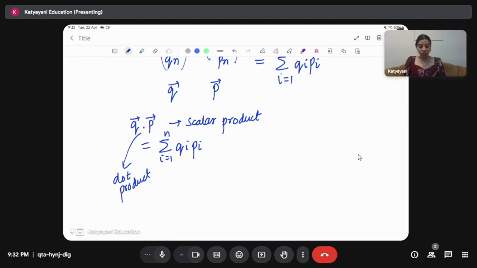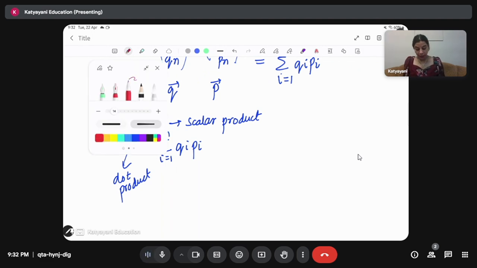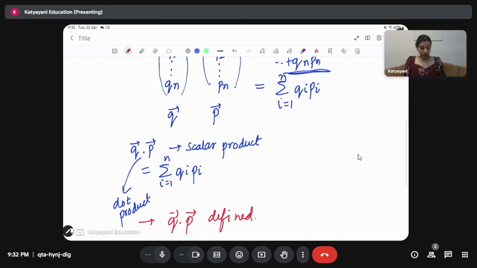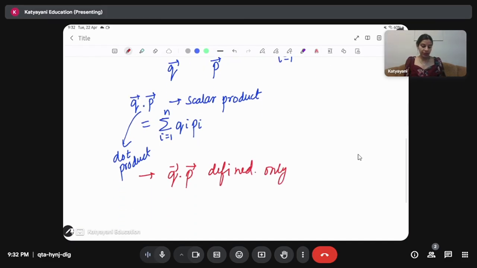One thing that you should keep in mind is that the scalar product, that is Q dot P, is defined only when the order of the two vectors is the same. If one is an n vector, the other one has to be an n vector, only then can we multiply the n corresponding elements. So it is defined only when the order is the same.